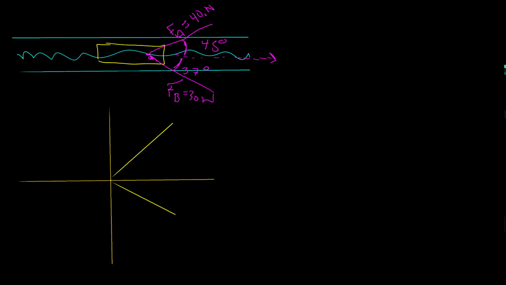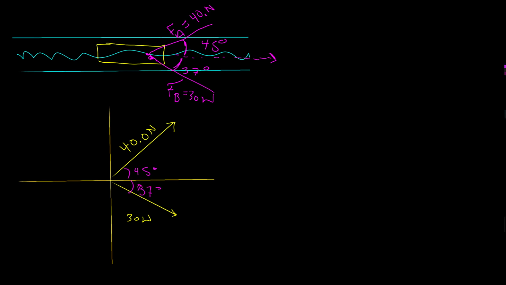And notice how I've turned these into vectors. I've vectorized my quantity. So now I have a 45-degree angle, and the force in this direction has a magnitude of 40.0 newtons. And the force in the lower direction has a magnitude of 30 newtons. Get my angle down here, and this is 37 degrees.